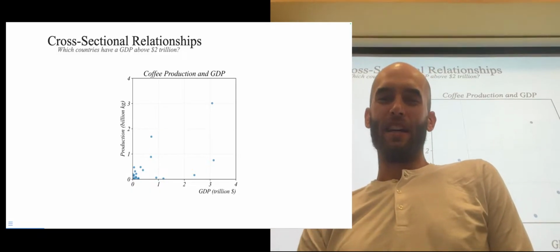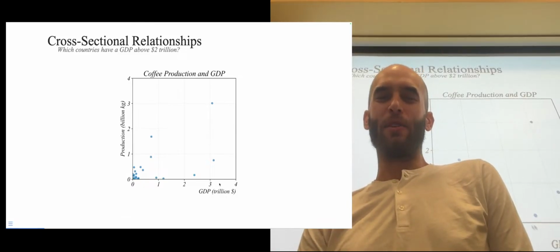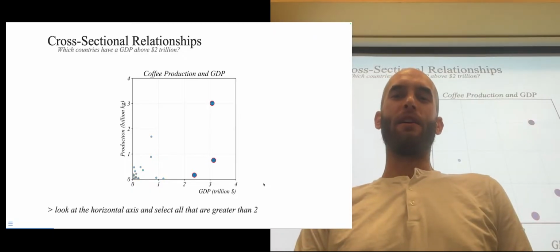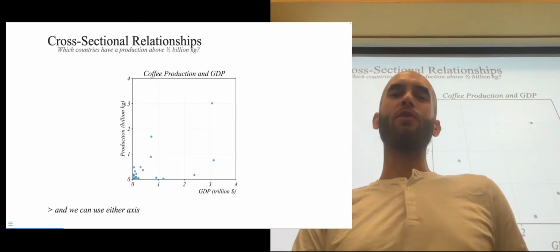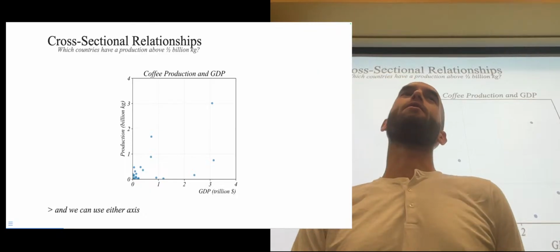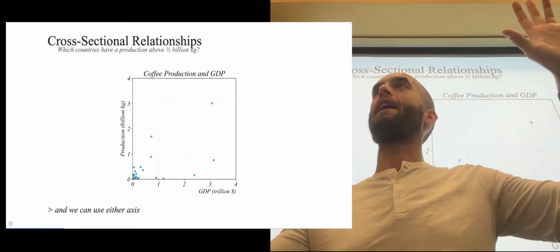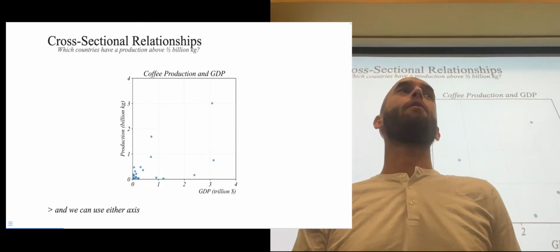$2 trillion, we just look at the horizontal axis and find all of the points that are above 2 trillion, as you'd expect. We can also do this on the vertical axis, so these sorts of slicing decisions can happen on either axis, which is part of the power of a scatter plot.